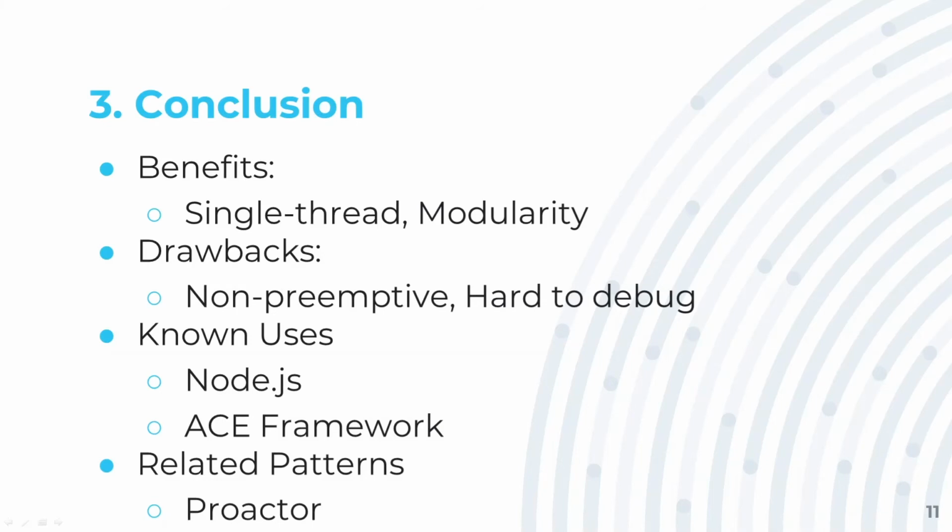So the most important benefit is that the design can build a system that can achieve concurrency using a single thread. Also, since the pattern decouples the code into separate classes, it enhances the modularity of the program. One of the drawbacks of the pattern is that it's non-preemptive while performing a blocking I/O process on the thread. So the thread should avoid handling a long process. The existing software that uses this pattern includes Node.js and the ACE framework.